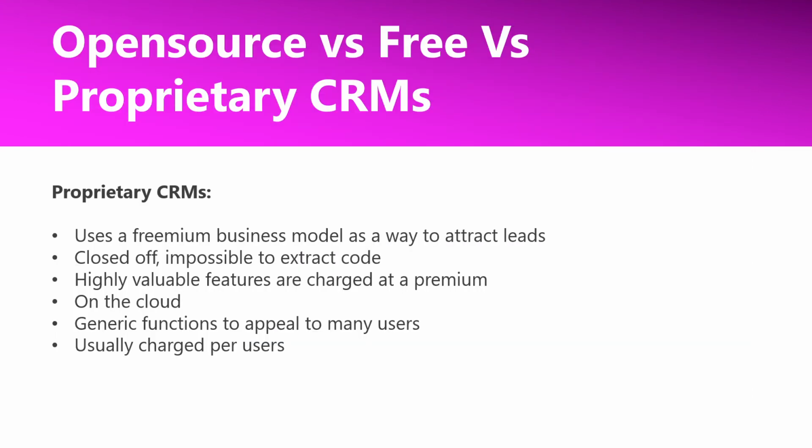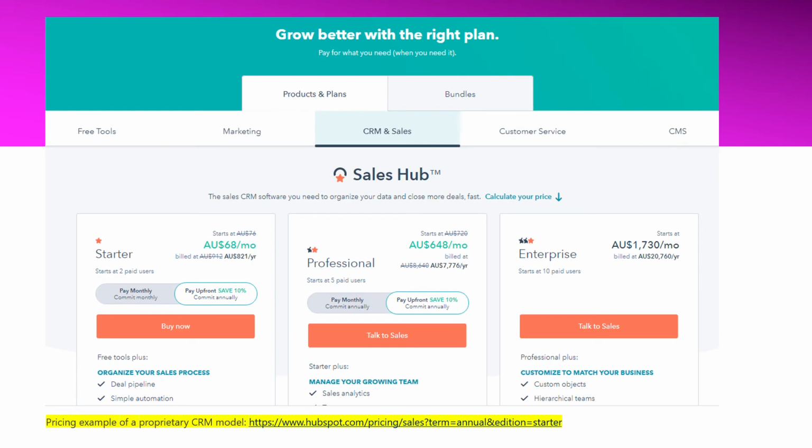Proprietary CRMs use a freemium business model as a way to attract leads. It's closed off, impossible to extract the code. That's why it's proprietary. Highly valuable features are charged at a premium. It's usually on the cloud. It's generic functions to appeal to many users, as I mentioned just before, and it's usually charged per user or users. Let me show you an example.